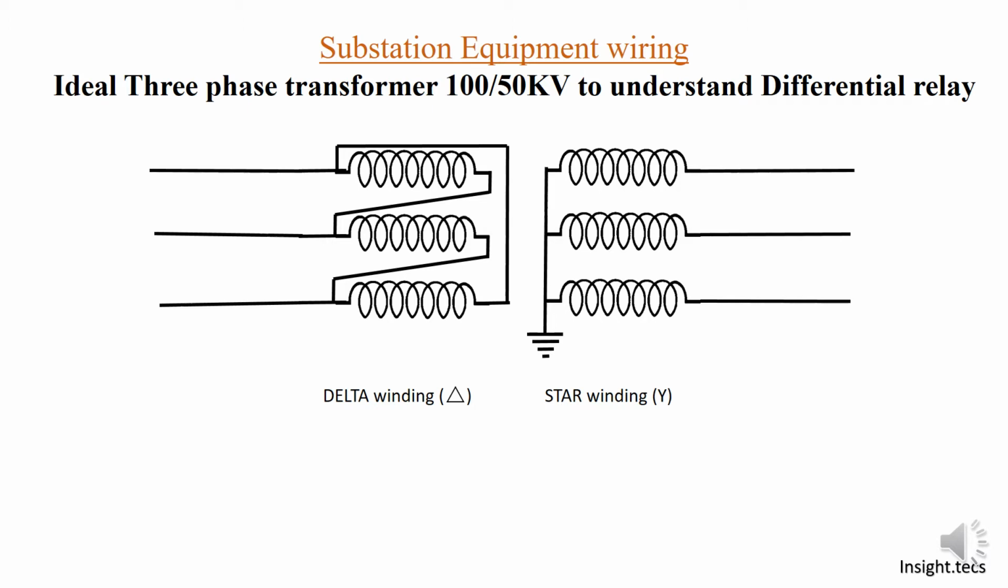So guys, here we are taking one example of a three-phase transformer, 100 by 50 kV, to understand the differential relay. As you can see, the winding of the transformer is delta on one side and star on the other side. Before moving forward, I would like to give you a basic concept about how delta winding and star winding affect the relationship between the voltages and currents. As you know, there is a difference between line current and phase current for a delta winding, and there is also a difference between line current and phase current for a star winding.